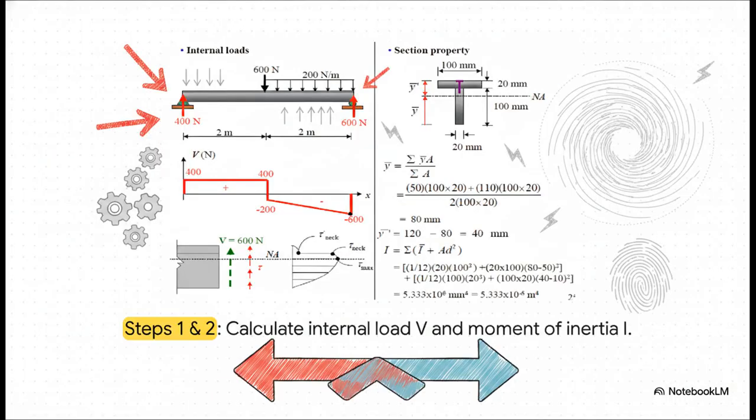Following our trusty framework, we kick off with step 1, internal loads. Looking at that red shear diagram mapped right beneath the beam, we can easily spot that the internal shear force, RV, peaks at exactly 600 newtons over on the far right side.